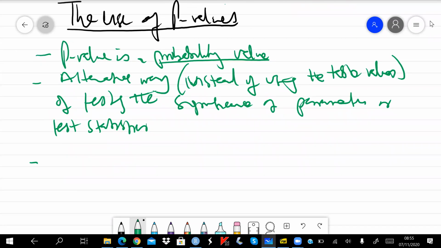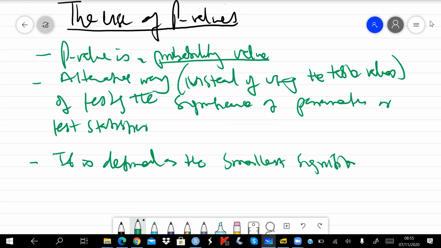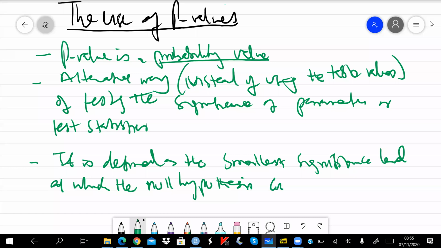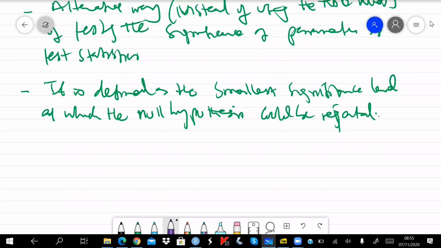And we can define it as, it is defined as the smallest significance level at which the null hypothesis could be rejected. So let me use a diagram to illustrate that, it will be more clear.